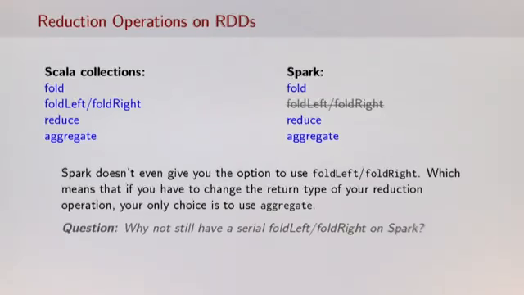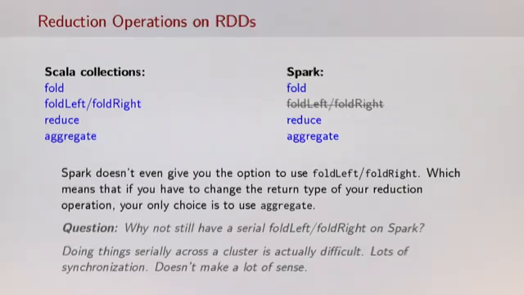But you might be saying, hey, hold on a second. Why not still have a serial fold left or fold right operation in Spark? It would mean a simpler and more convenient API for users to use, and it would be more in line with regular Scala collections, right? Well, it turns out that trying to do anything serially across a cluster is actually very difficult. Enforcing ordering in a distributed system is very hard and sometimes impossible. And in any case, it requires a lot of communication and synchronization between nodes, which we've learned throughout several of our sessions now is extremely costly.